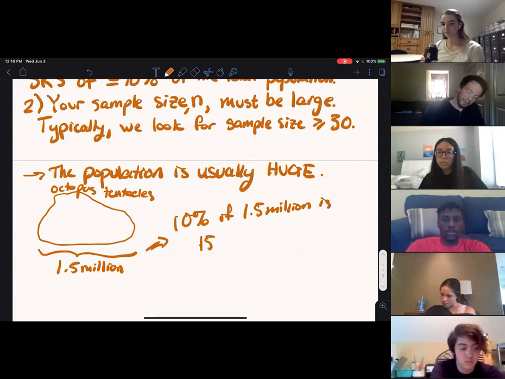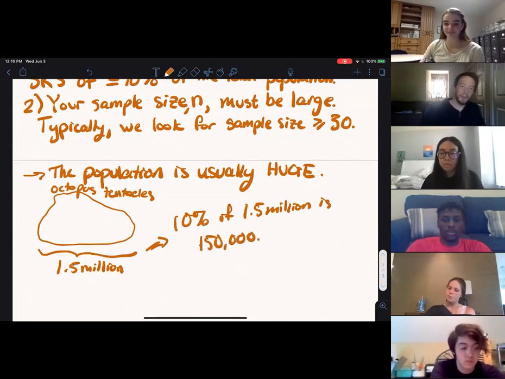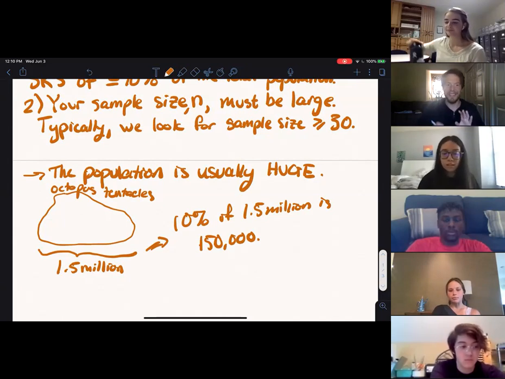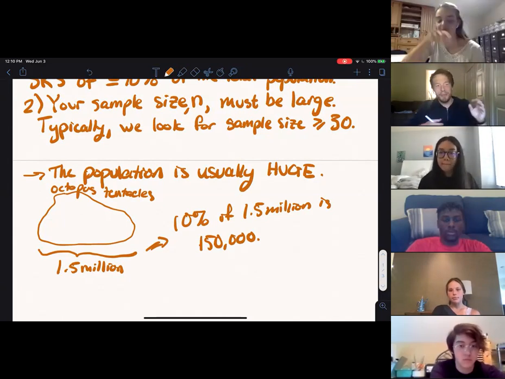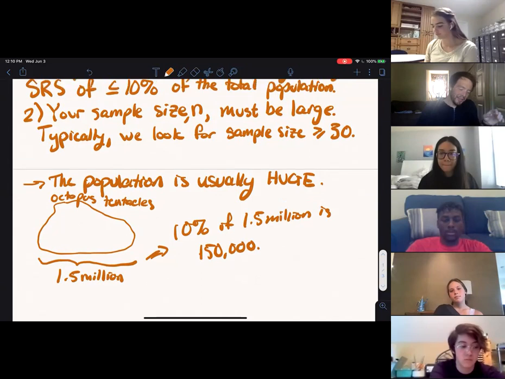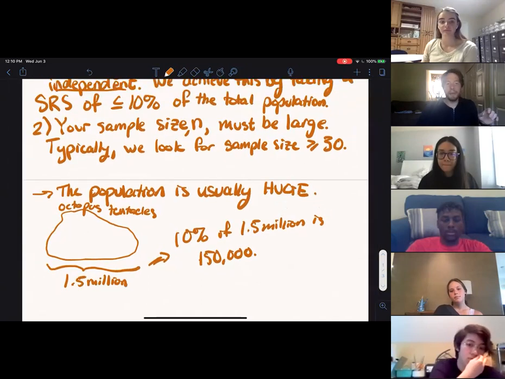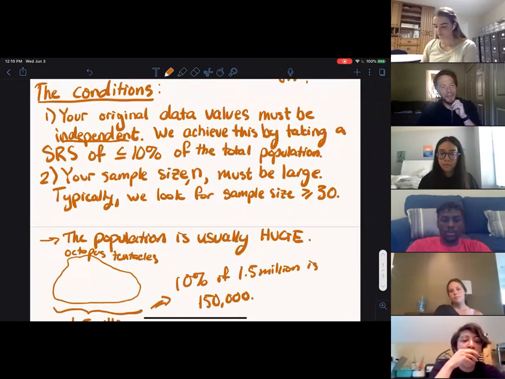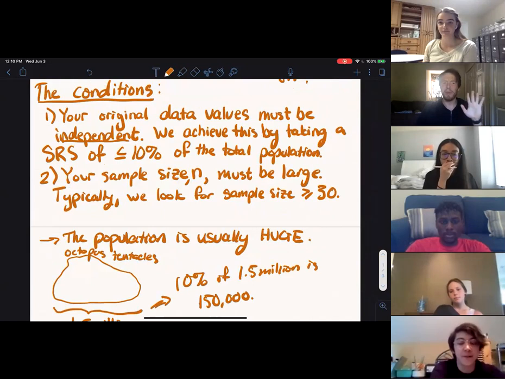It's 150,000, right? So I could take a sample size that is greater than 30, but still less than 10% of my whole population very easily. And in fact, a lot of samples usually fall into that category. For reference in problems, I cannot think of a problem I've ever written where this condition is not met. As long as you have reason to believe that your population is really, really big, you're probably good.